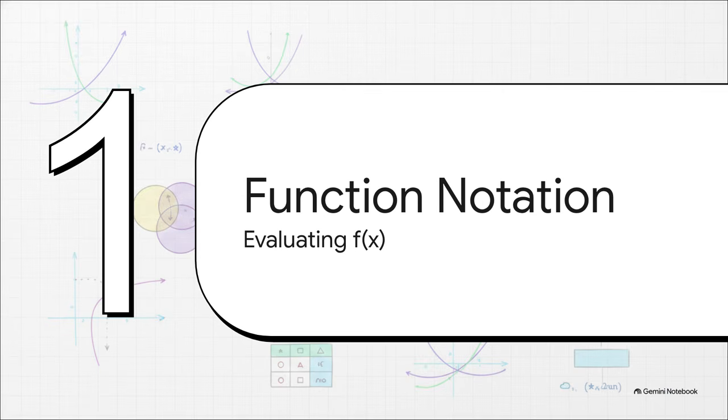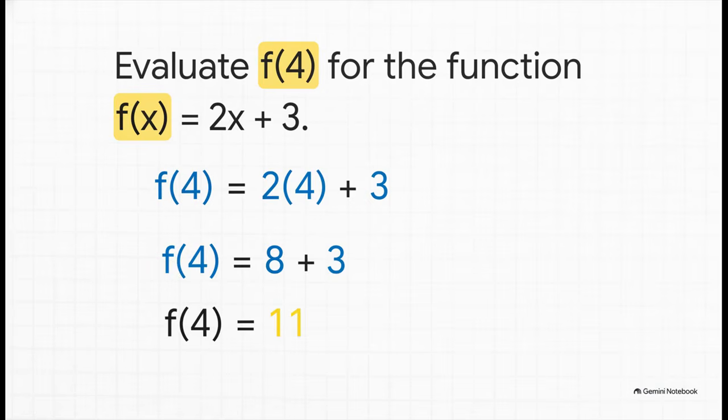Here we go, Section 4, Evaluating Function Notation. Next up, we really need to talk about how we write these mathematically. Instead of always writing y equals, we use notation like f of x to clearly state that an output is a function of a specific input. So, if you're asked to evaluate f of 4 for the function f of x equals 2x plus 3, you just substitute the input 4 for the variable x. That gives you 2 times 4, which is 8, plus 3, giving an output of 11. So when the input is 4, the corresponding output is 11.